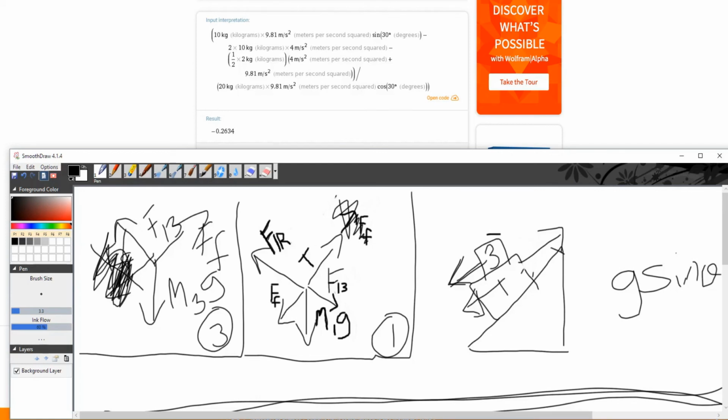Because this wants to accelerate down at g sine theta if there was no friction, but it can't. The friction force keeps it from moving down at g sine theta. And actually, if you calculate the accelerations of these two objects, you'll find that they're not the same. What does that mean? Well, it means that mass 3 is sliding relative to mass 1.